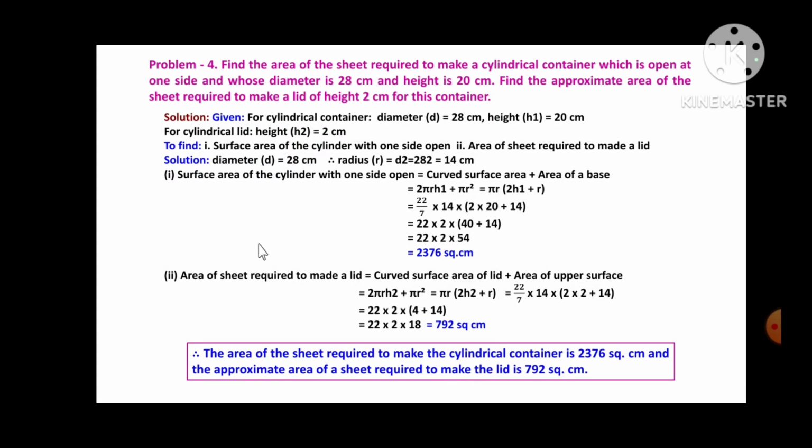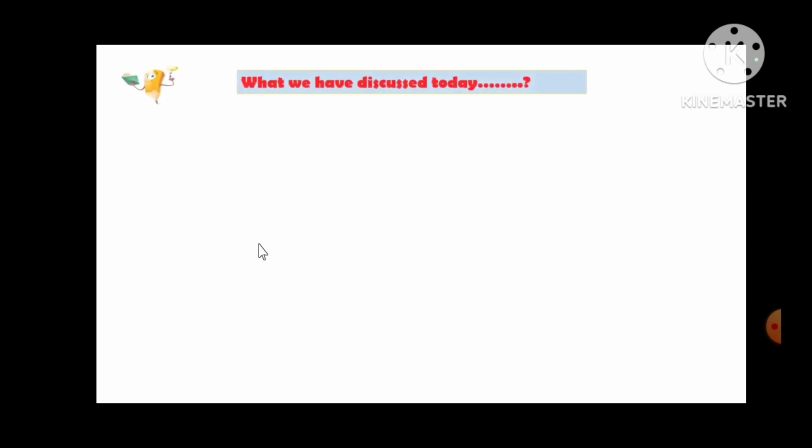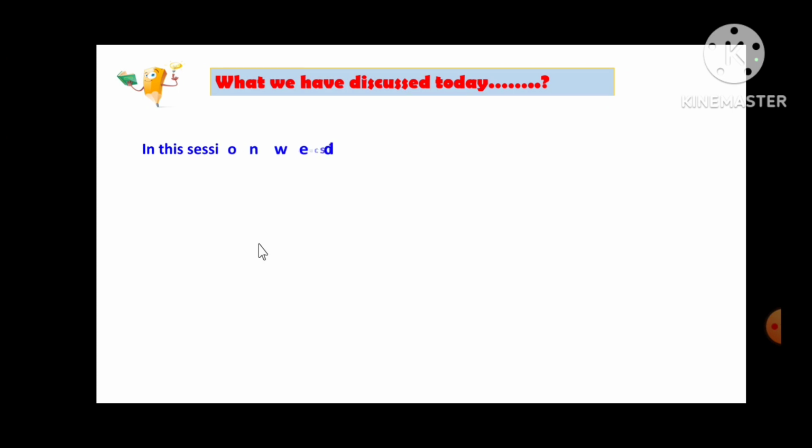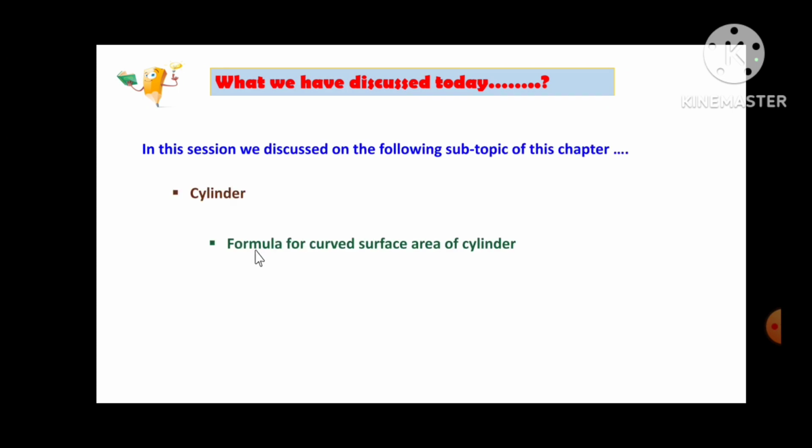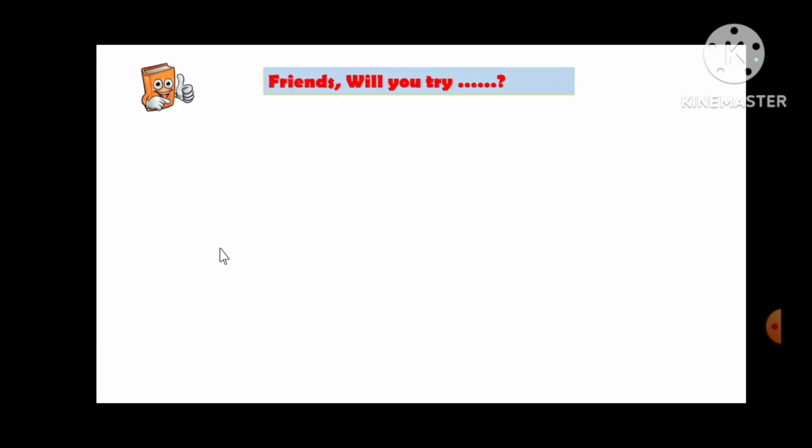So friends, I think you got all the problems. Now what we have discussed today in this session is the cylinder, the formula for the curved surface area of a cylinder, the formula for the total surface area of the cylinder, and a few problems based on this from exercise 16.2. Friends, will you try these problems?